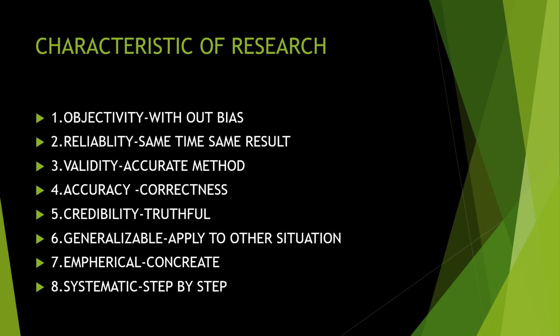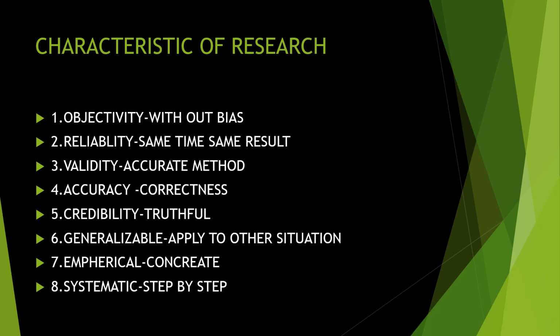Okay, first one is objectivity. What is meant by objectivity? That is, without any bias. That is what we call objectivity. Without any bias means you are giving an opinion as a third person, not as you. You stand as a third person and give the opinion. So there is no bias in it. That we call objectivity. So when you do a research work, your opinion should not be there. It should be an opinion of the general view that should be there in the research paper.